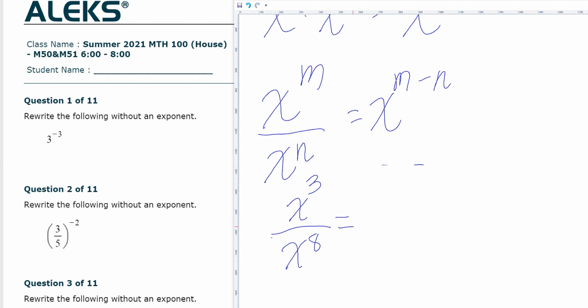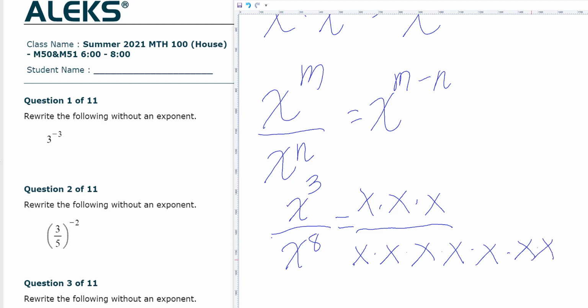Well, there are two ways to do this. One way is the long way, by using the definition of an exponent, which tells you how many times to take that base times itself. You will get 3 x's multiplied together in the numerator and 8 x's multiplied together in the denominator. We also know that any number divided by itself is 1 except for 0. Okay, you can't have a 0 denominator.